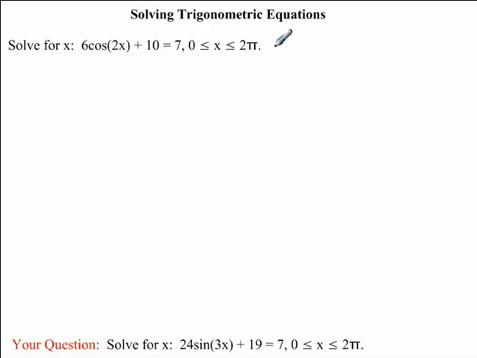We are asked to solve for x, where the equation given to us is 6 times cos of 2x plus 10 equal to 7, and our x is bounded from 0 to 2 pi. To answer this question, we're first going to isolate for cos of 2x. I'm going to rewrite this equation here.